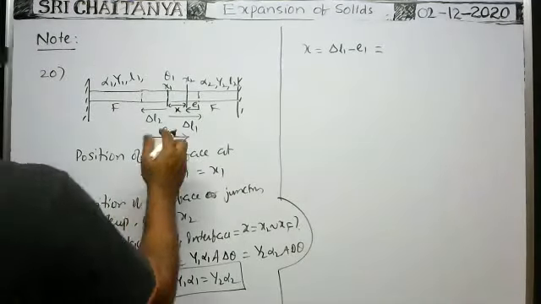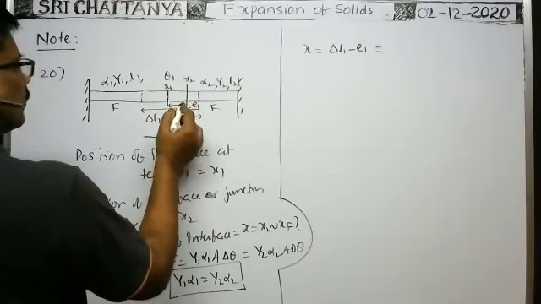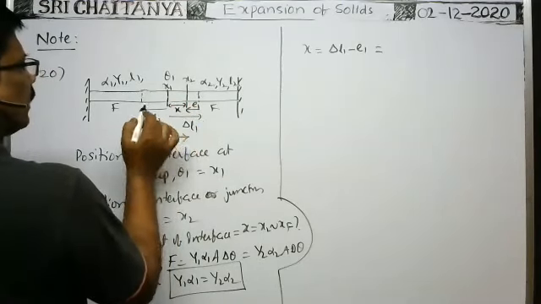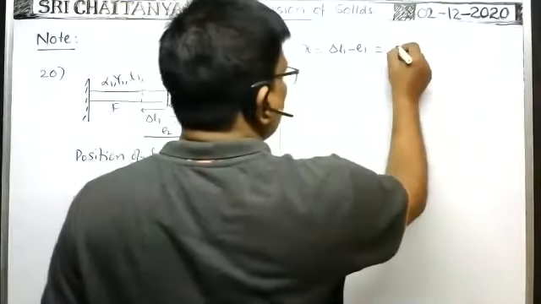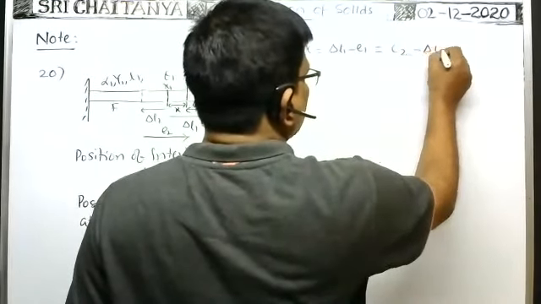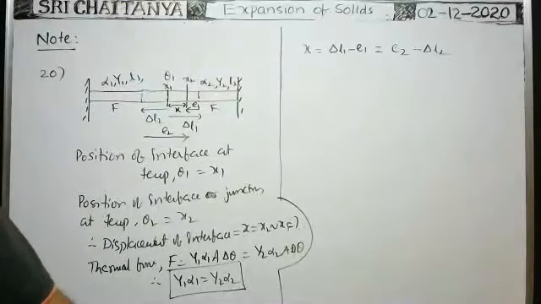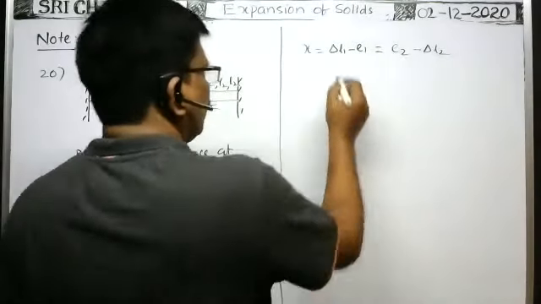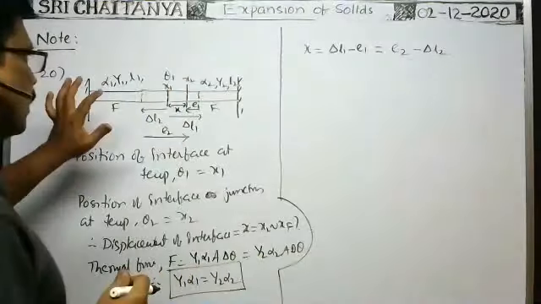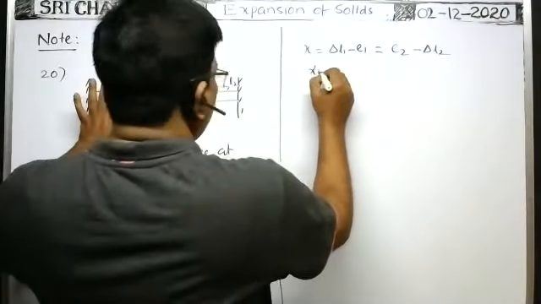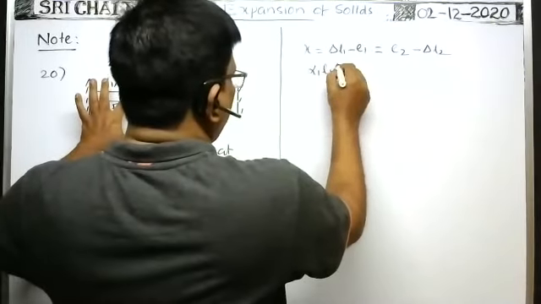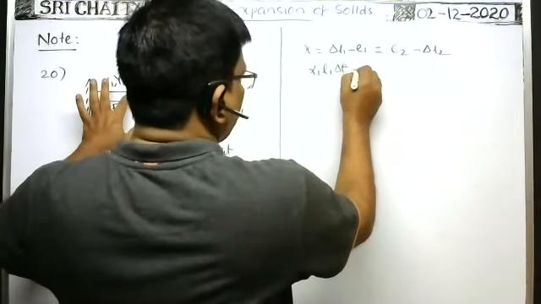Okay, from the diagram, how we can write x in terms of E2 and delta L2? From E2, subtract delta L2, giving x again. So x is E2 minus delta L2. Now we substitute the values. Delta L1, in case of the first rod, means alpha 1 L1 into delta theta. We can write minus E1.